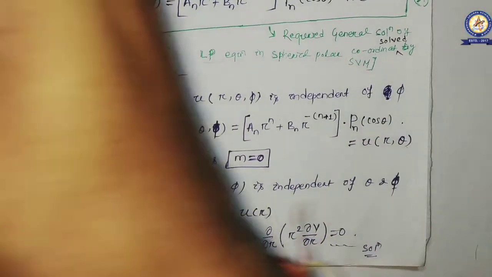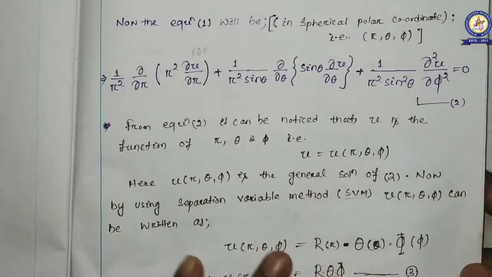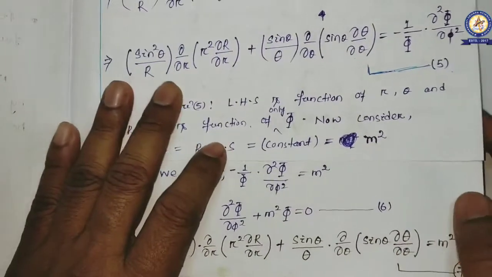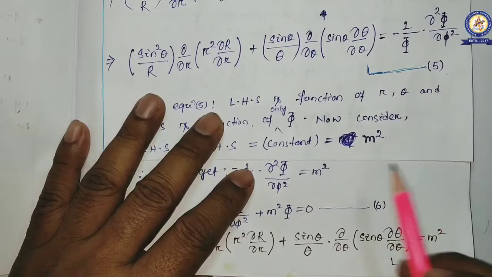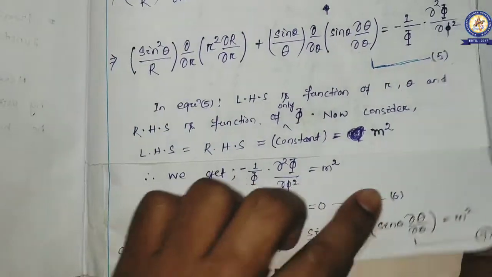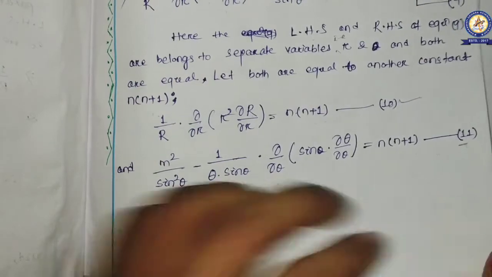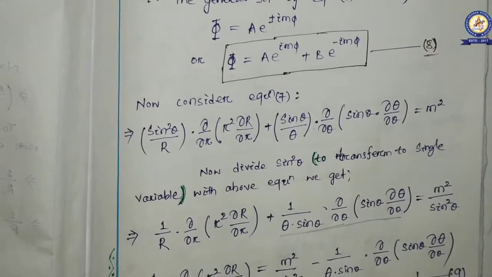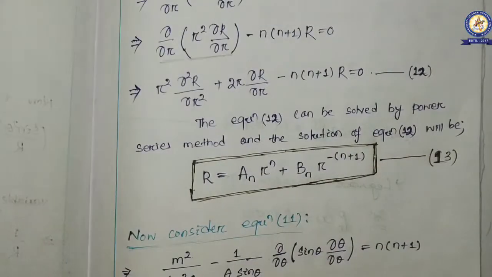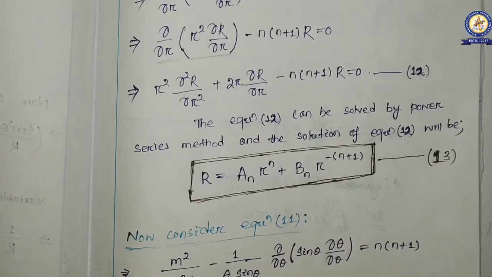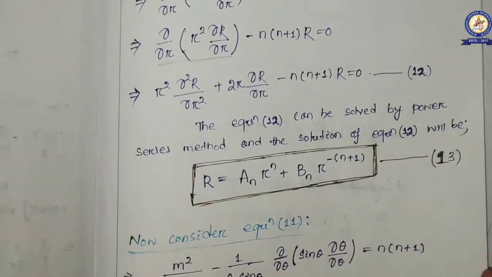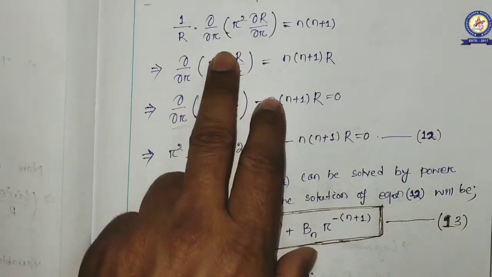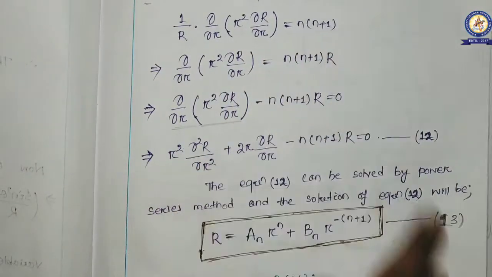Here you can see that if we consider u independent of phi, this term will not appear. If this term does not appear, then m square will not appear, and obviously this solution will not come out. And here you can see that this term will appear. This term you can find, that will be this one, 1 by r del by del r of r square del by del r equal to n into n plus 1. You can do it roughly.